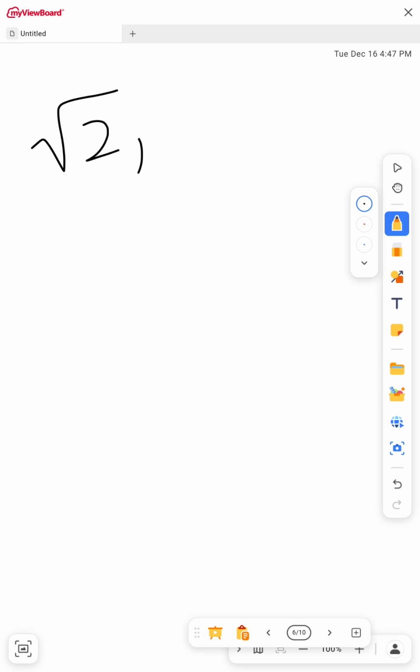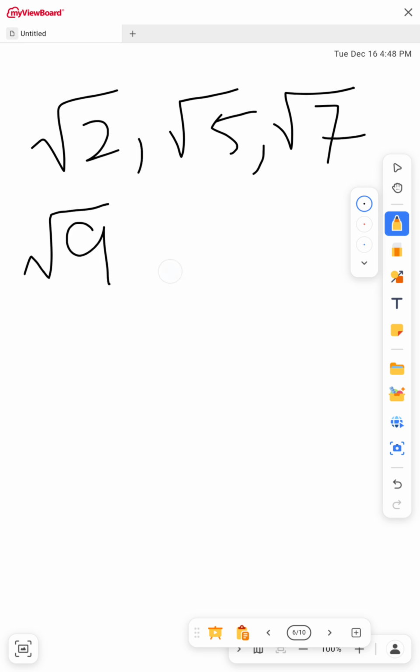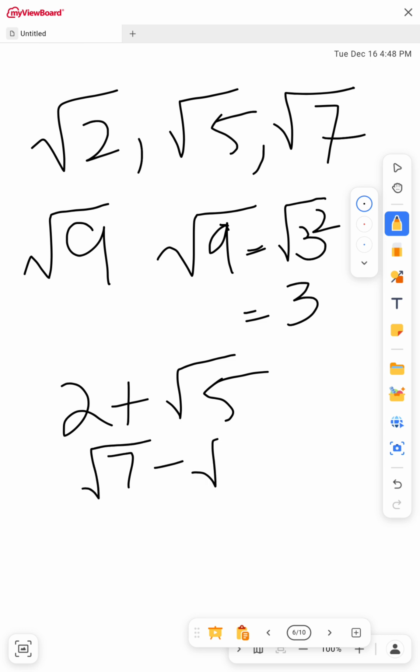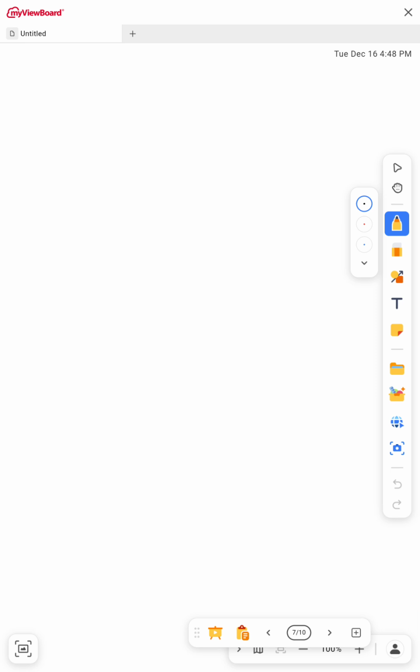Square root 2, square root 5 and square root 7 are all examples of surds. Square root 9 is not a surd because square root 9 is equal to 3, so it is a perfect square. Other examples of surds are 2 plus square root 5, square root 7, and square root 7 minus square root 2. When an answer is given using a surd, it is normally an exact answer.